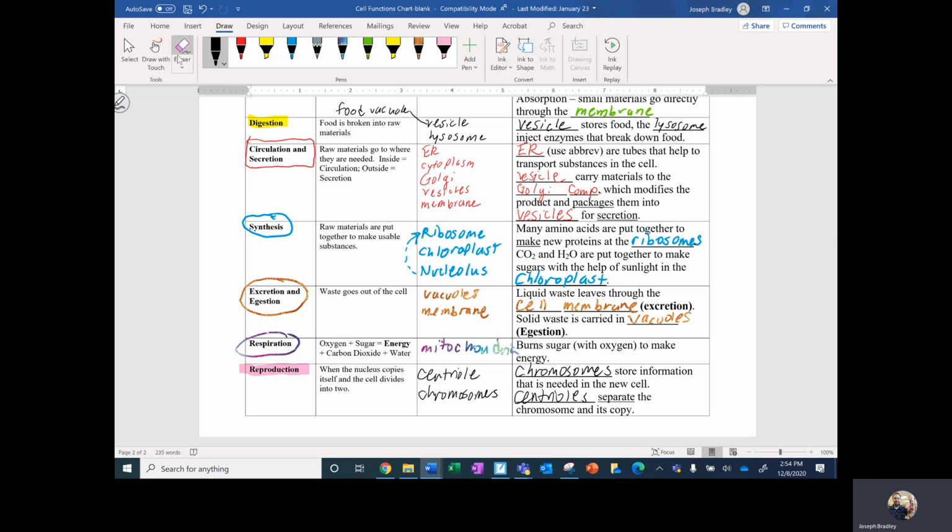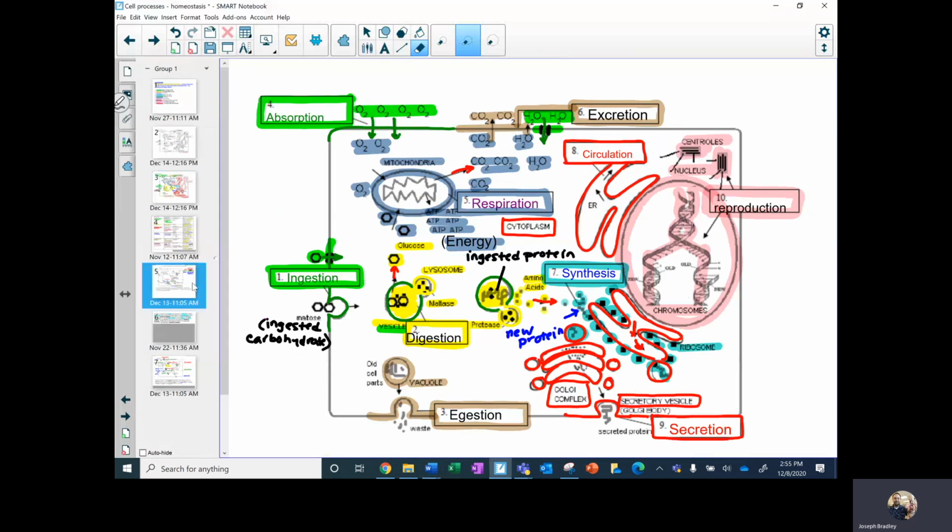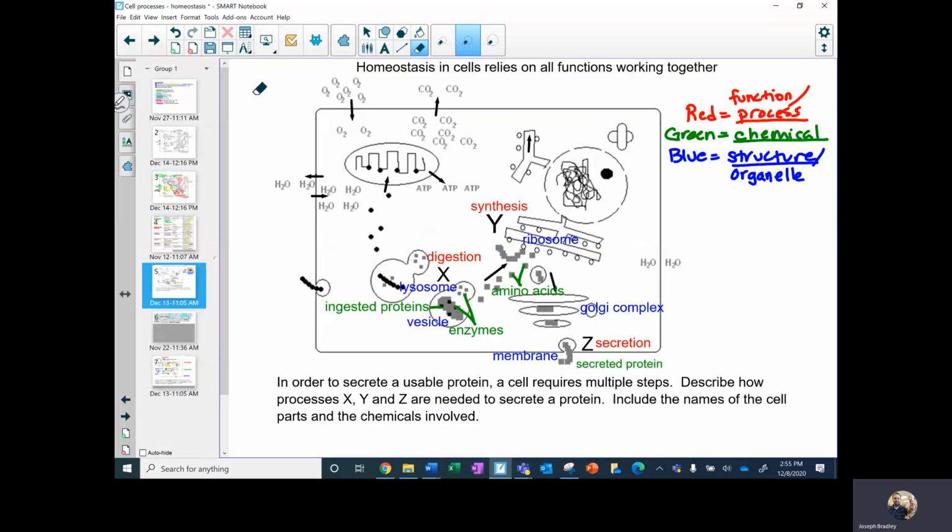So the next thing that you would talk about here is how all these processes might go together. If I look at this example of a process, I'm saying in order to secrete a usable protein, a cell requires multiple steps. So we want to describe how processes X, Y, and Z are needed to secrete a protein. We identify process X as digestion, process Y as synthesis, and Z as secretion. So ultimately, we want to get a secreted protein.